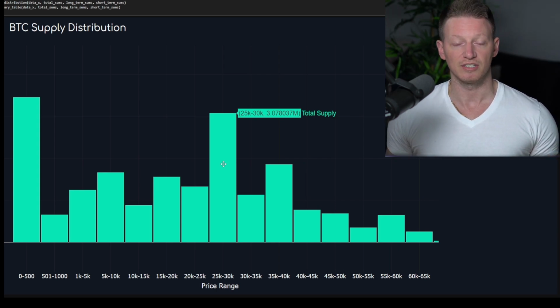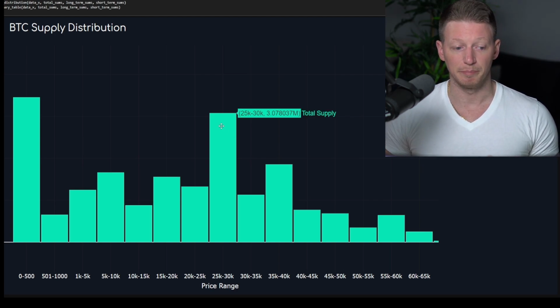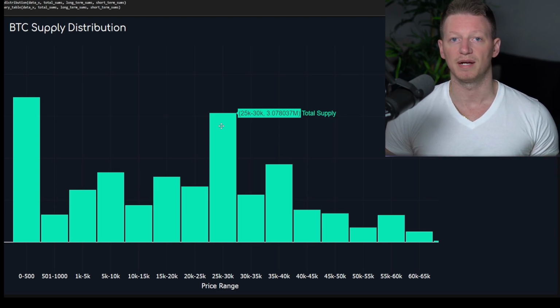Now, obviously, you're not guaranteed that. You're not guaranteed that we have a correction like that. So I wouldn't necessarily bank on the fact that we're going back down to 30K, for instance, but it's completely within the realm of possibility that we do.